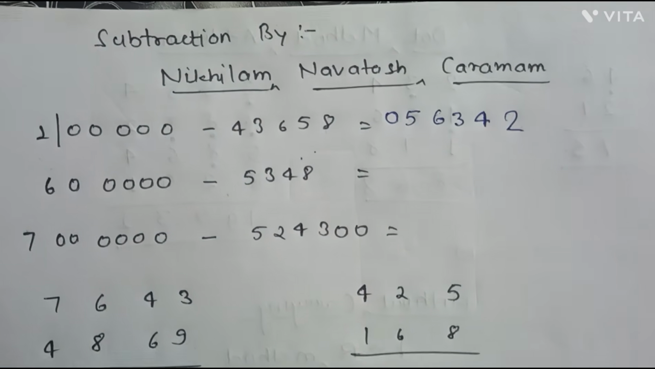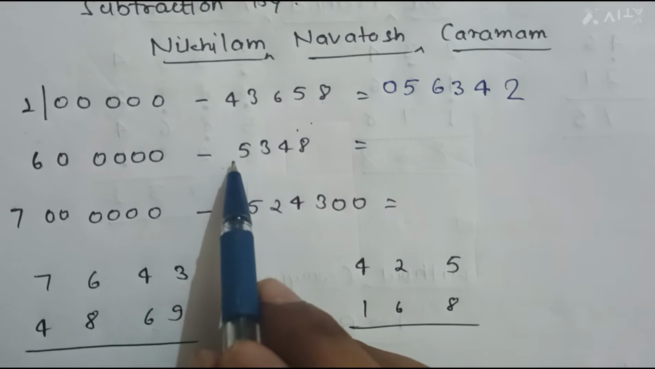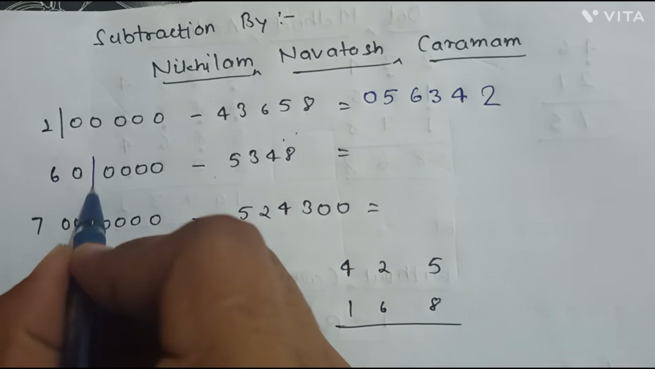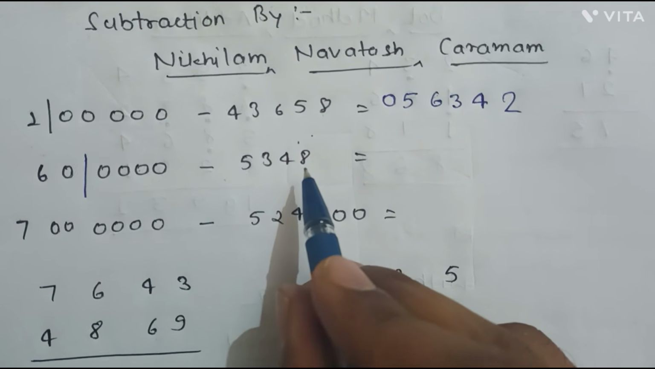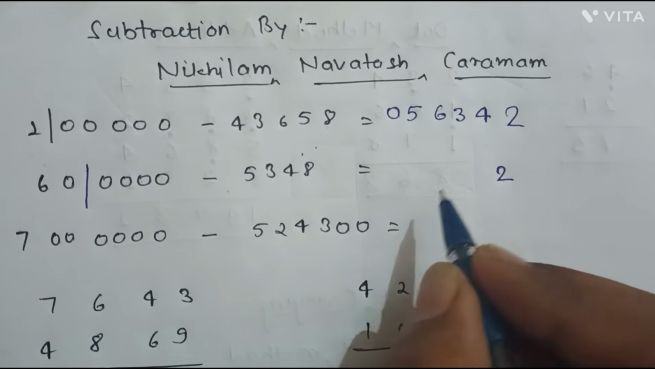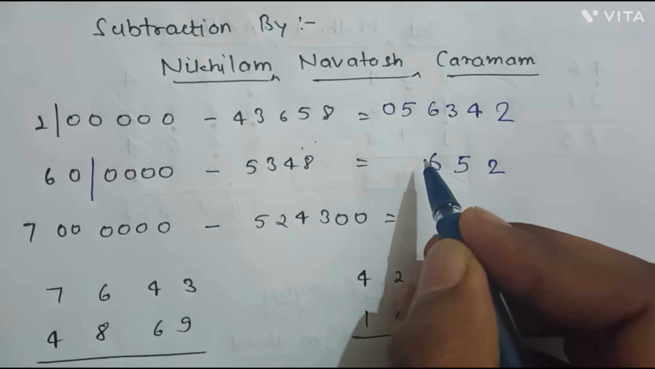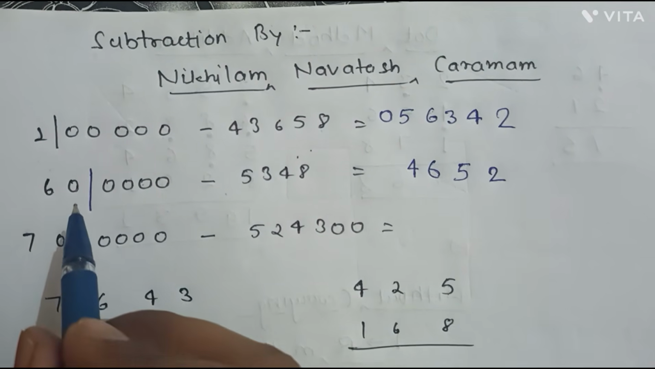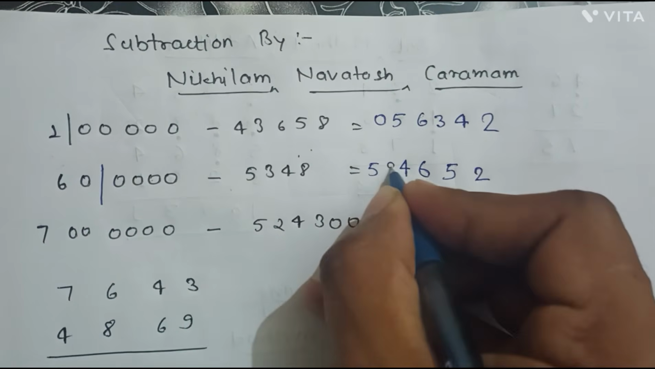Let's understand the next example that will clear all our doubts. Here we have 4 digits, so we count 1, 2, 3 and 4 and put a stroke over here. Now we start solving from here. We subtract the last digit from 10, so 10 minus 8 gives us 2. Then 9 minus 4 gives us 5, 9 minus 3 gives us 6, 9 minus 5 is 4. Now the remaining is 60 over here. So we subtract 1 from 60 and that gives us 59.